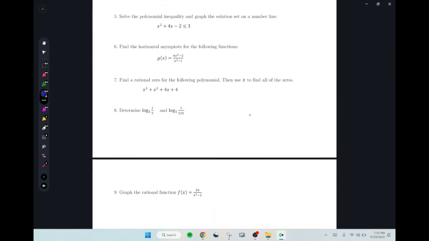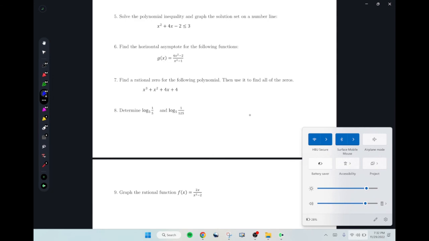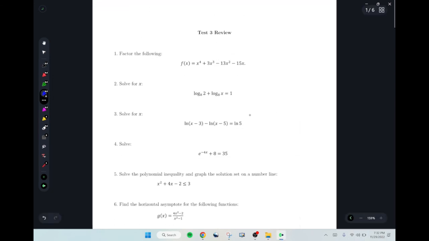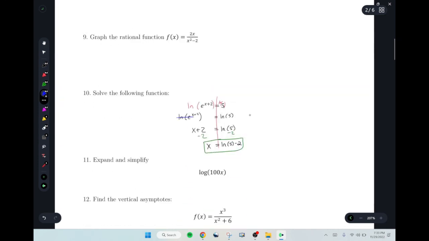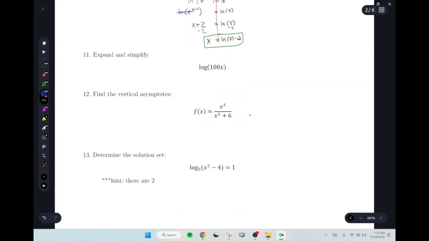All right, what else we got? Don't have very much time or battery. Any other ones that look super tough? 12? What?